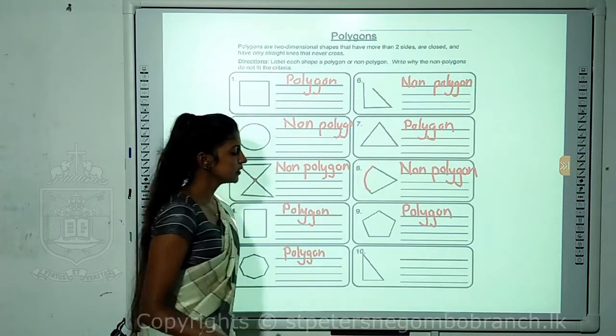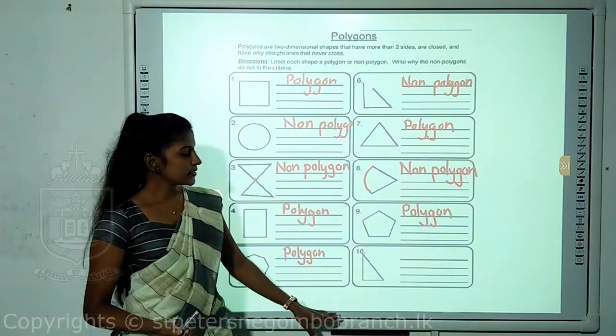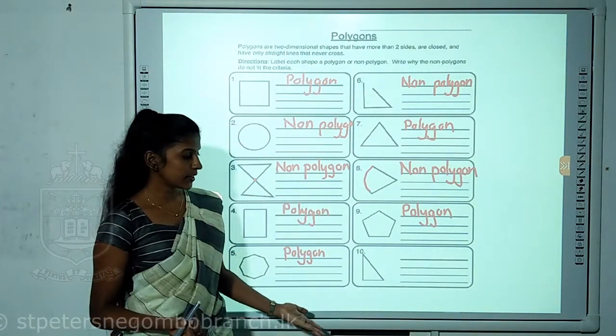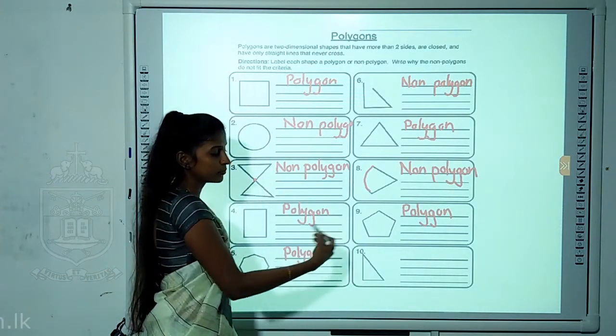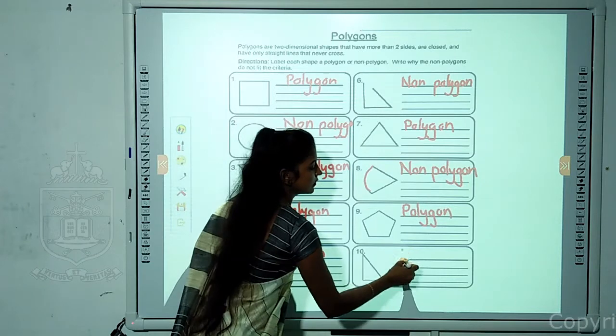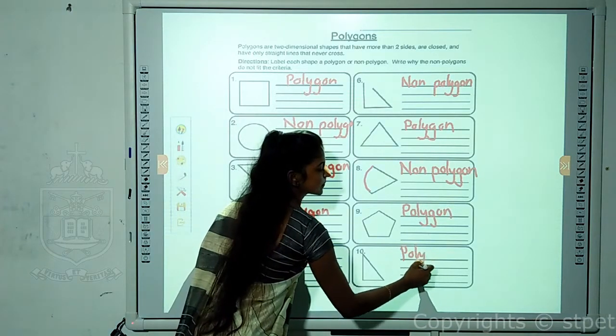Okay, the last one. Again, 3 sides. It's a closed one. Straight lines can be seen. So, we will give a special name called triangle. So, it will become a polygon.